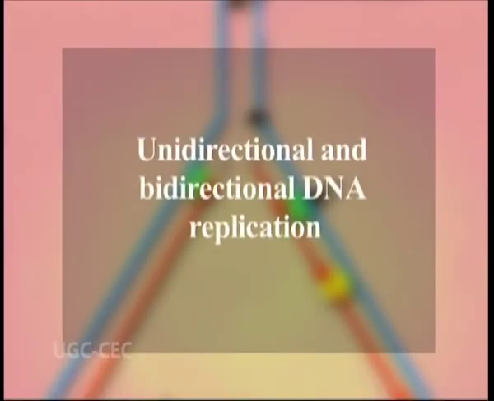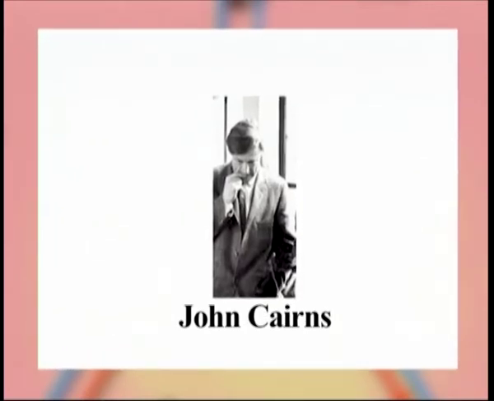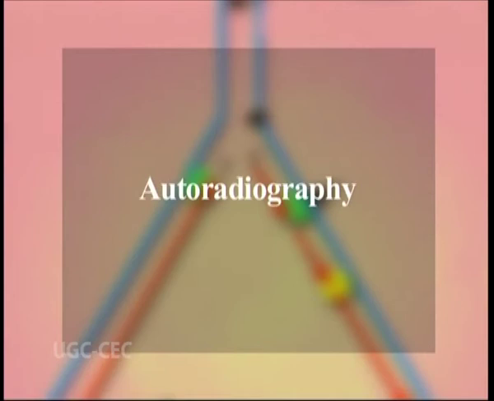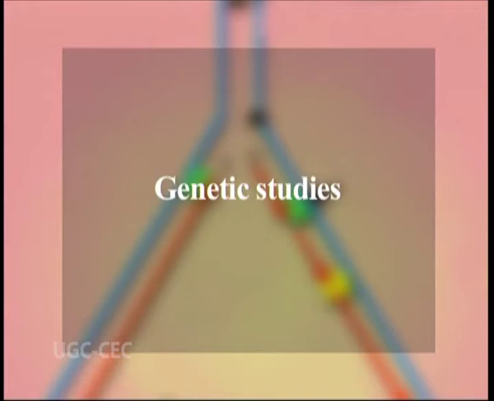Number 2, unidirectional and bidirectional DNA replication. According to John Cairns, DNA synthesis starts at a fixed point on the chromosome and proceeds in one direction. It was subsequently realized that Cairns' results could be interpreted in terms of bidirectional replication also. Additional evidence supporting bidirectional replication was obtained from autoradiography, electron microscopy, and genetic studies.